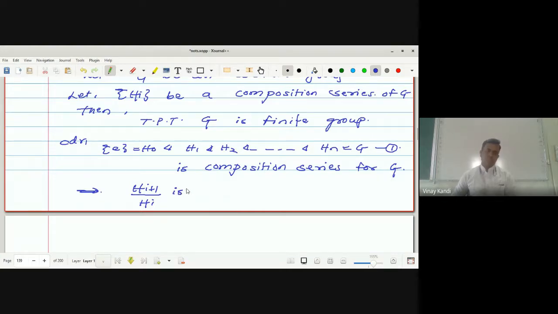By the definition of composition series, हा factor group कसा असेल? बोला पटकन. Hi plus 1 upon Hi is simple for all i running from 0, 1 up to so on n minus 1.